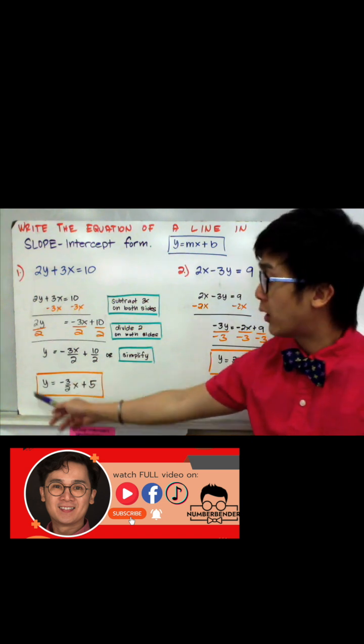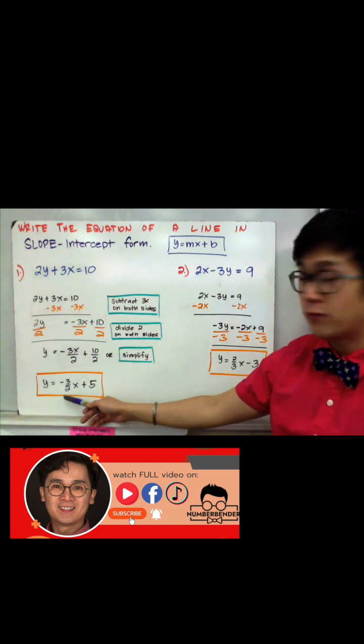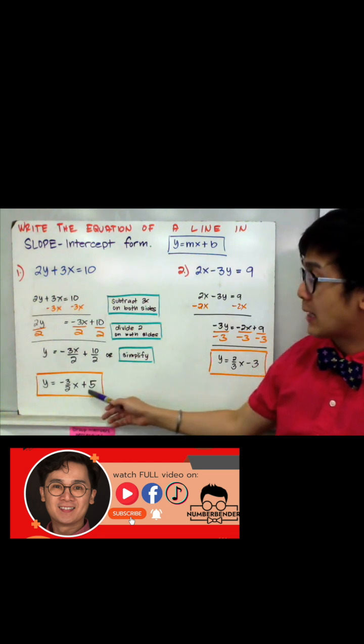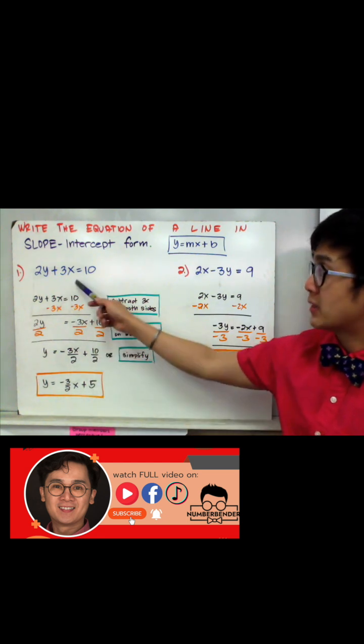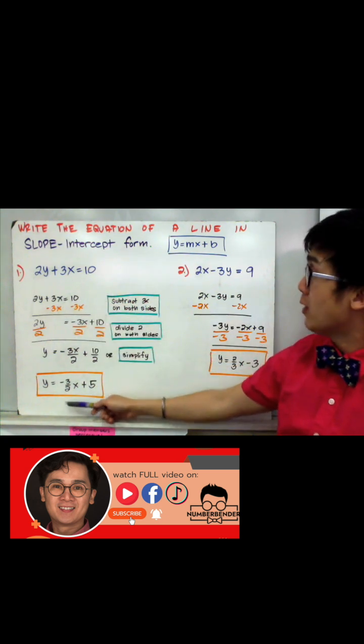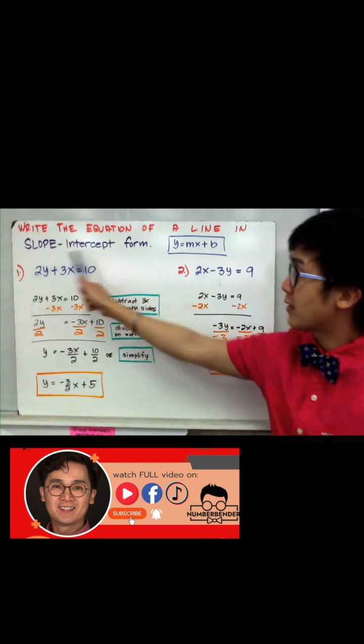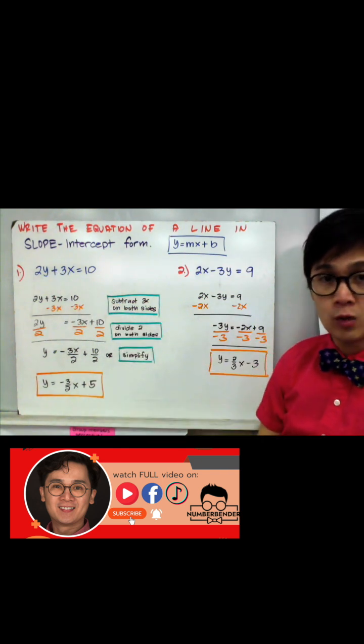And this is your slope-intercept form, wherein the slope is now negative 3 over 2 with the y-intercept of positive 5. So from the standard equation, now we're able to convert it into the slope-intercept form. And that is how we change the standard equation to the slope-intercept form of a line.